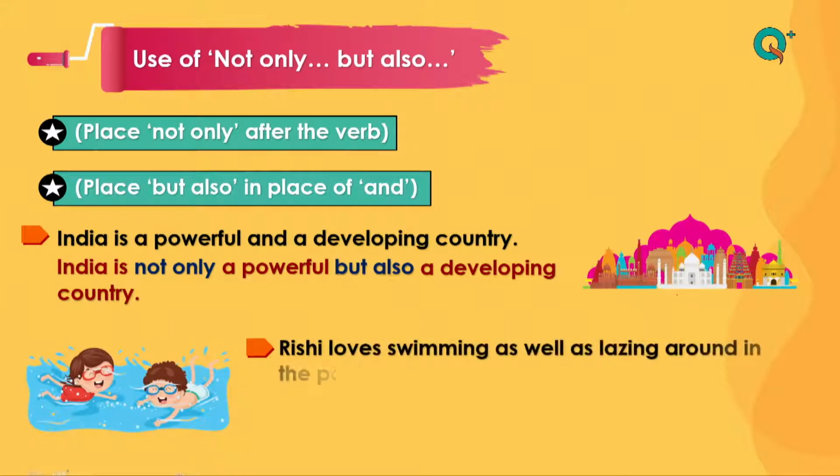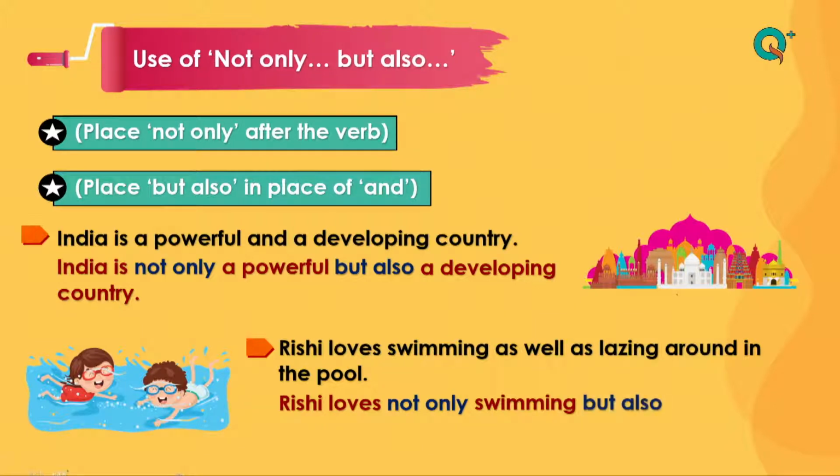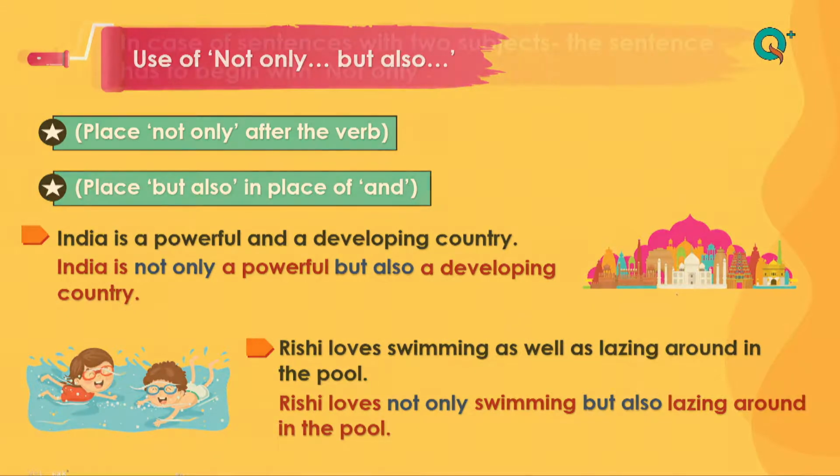Another sentence. Rishi loves swimming as well as lazing around in the pool. So again, we will begin with putting not only after the verb, right? Loves is the verb. After that, swimming is the first thing, as well as. Now students, whether it's as well as, whether it's a comma or and, the replacement will always be with but also. But also lazing around in the pool.